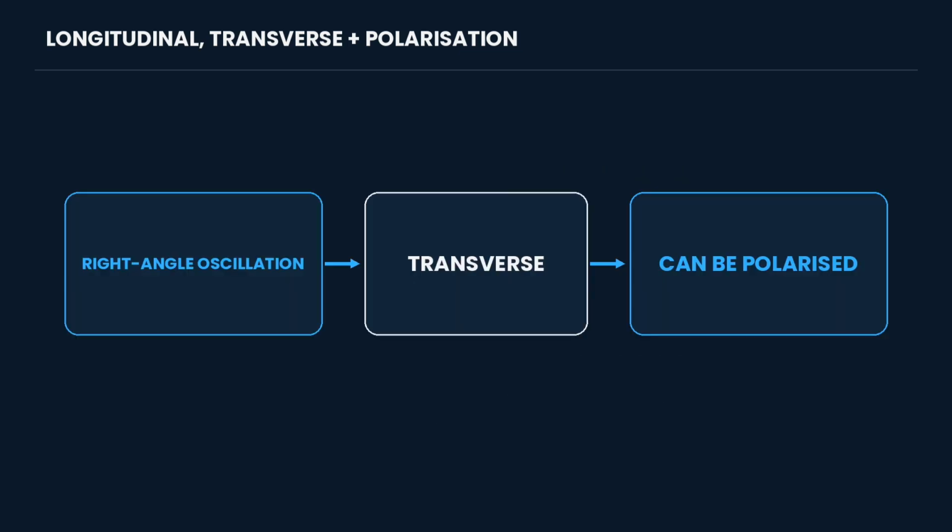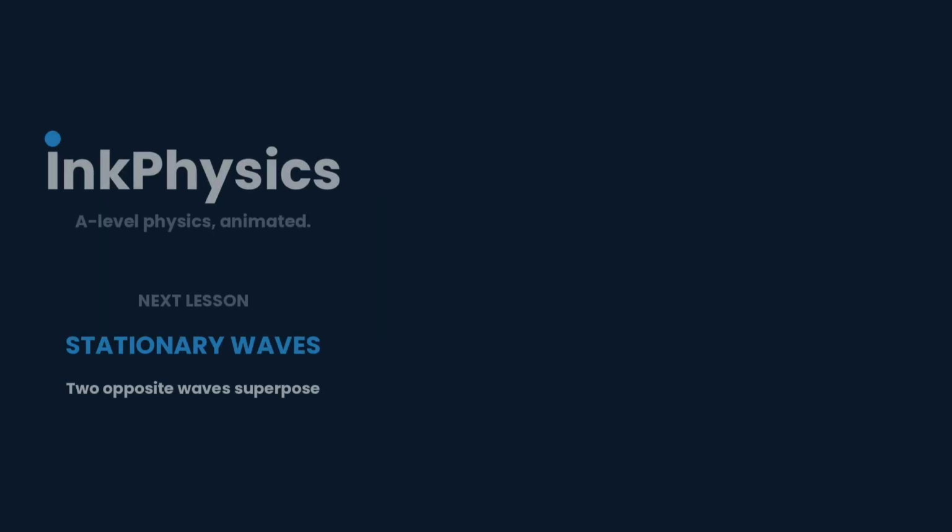So compare two directions. Perpendicular means transverse and it can be polarized. Parallel means longitudinal and it cannot. Next, we'll see what happens when two waves traveling in opposite directions superpose to form a stationary wave.